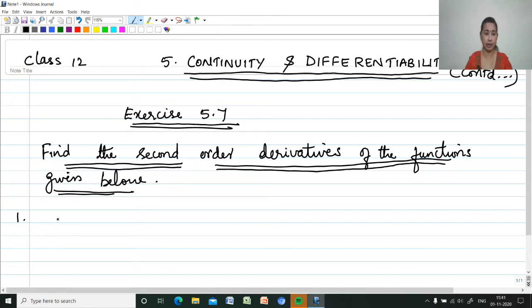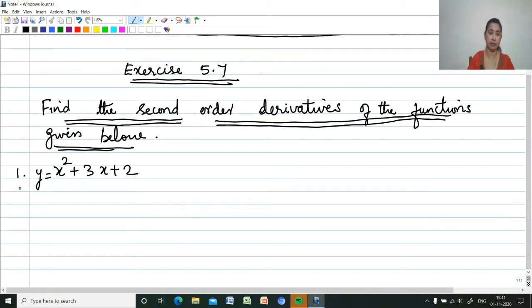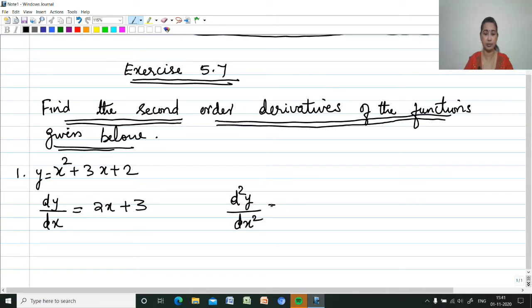First one, x square plus 3x plus 2. So let y is equal to x square plus 3x plus 2. We have to find the second order derivative. So first we have to differentiate it once. So dy by dx equal to derivative of x square is 2x and derivative of 3x is 3. Again differentiating, we are getting d square y by dx square, that's equal to derivative of 2x is 2 and that of 3 is 0. And so the answer is 2.